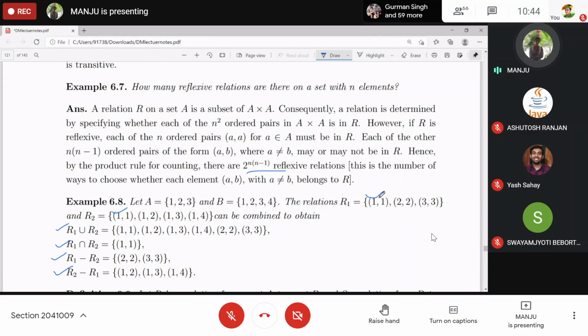In the union, it will be (1,1), (2,2), (3,3). Right? (1,1), (1,2), (1,3), (1,4). That will be the union. Intersection, (1,1) only. Intersection of R1 and R2. Right? Now the other elements are not common. What about this one? R1 minus R2.